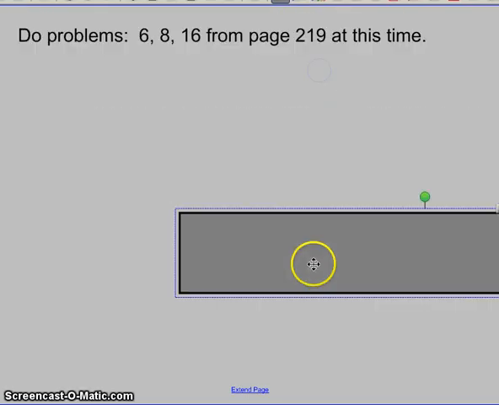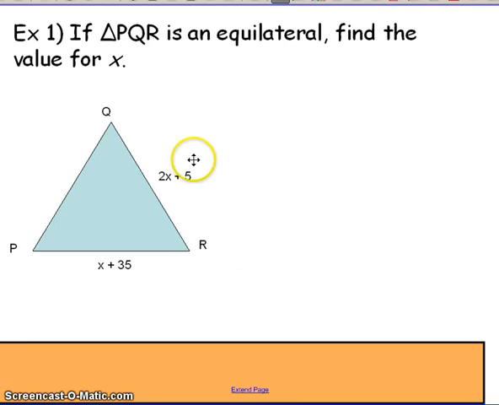Regular geometry students would be doing 6, 8, and 16 from page 219. And let's move on. Alright, here we've got a triangle in the diagram. It says that it's equilateral, so does anybody remember what equilateral means? Anybody? Yes, you in the back, sir. Oh, I believe that's equal sides all the way through. Yes, very good. Good answer. Alright, find the value for x then.